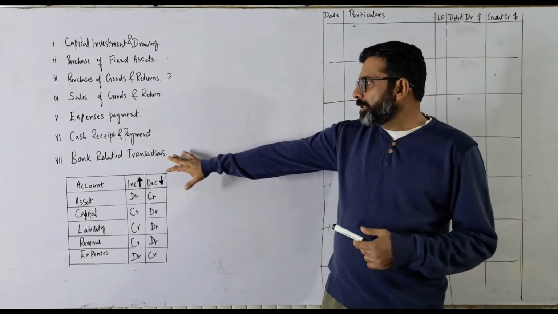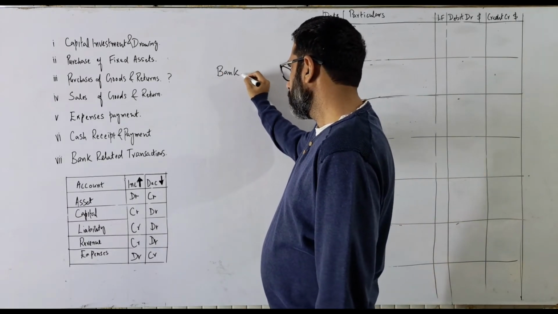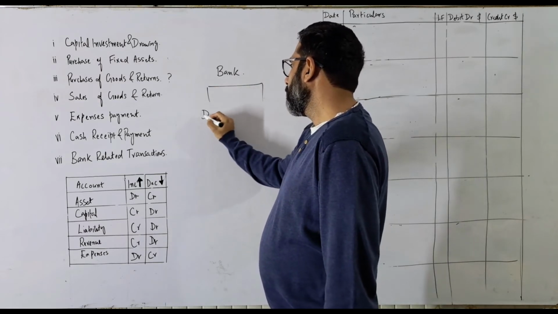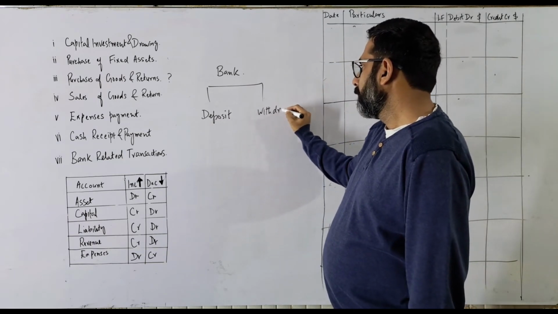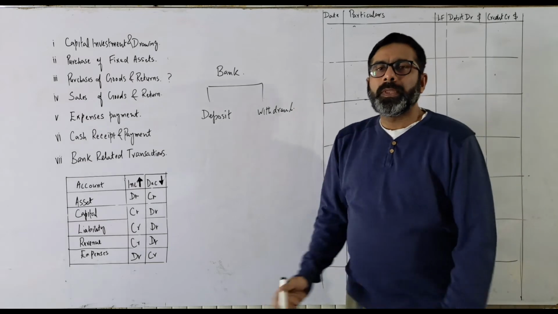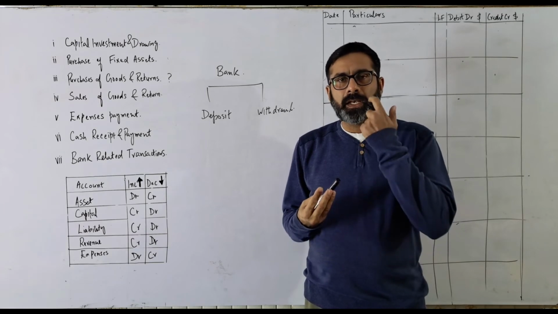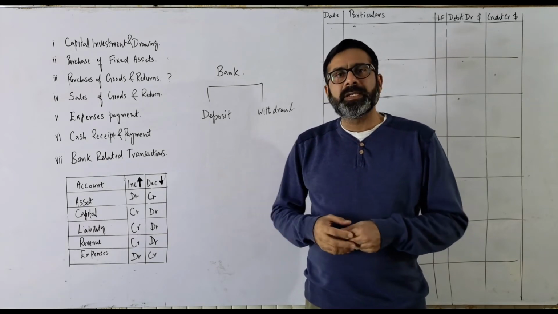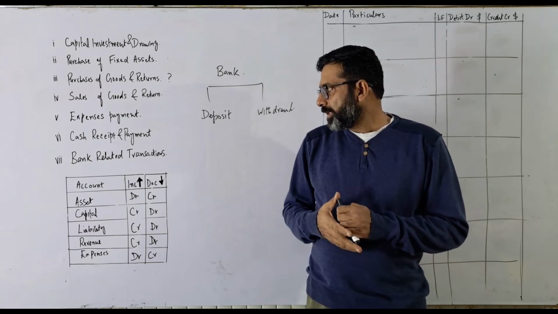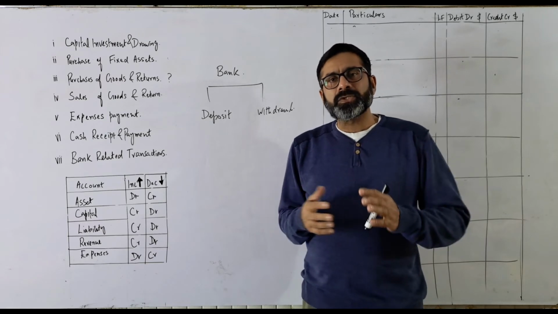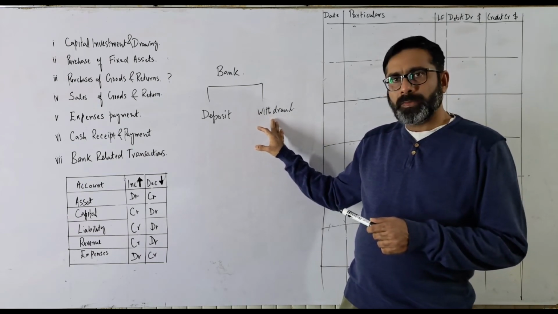And the next transaction is related to the bank transaction. Now a bank transaction may be a deposit or it may be a withdrawal. Now, most of the transactions nowadays are based on the bank. The companies or the businesses are not using cash because it is a bit risky, and maintaining a large amount of cash in the offices is difficult for them. So that's why they transact through the bank. They deposit the amount in the bank or they withdraw the amount from the bank.